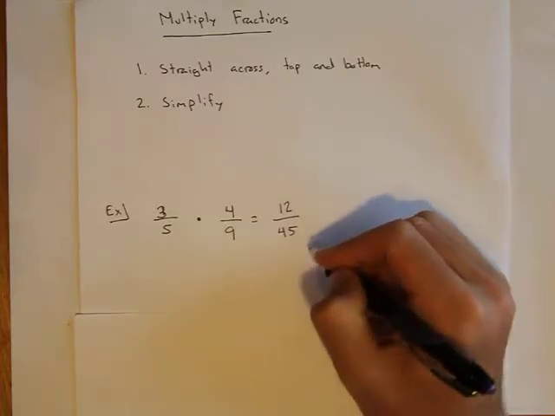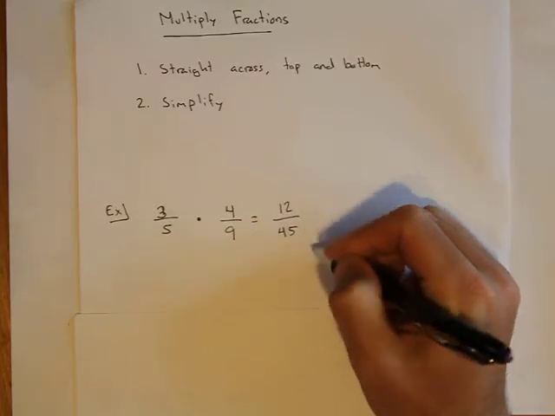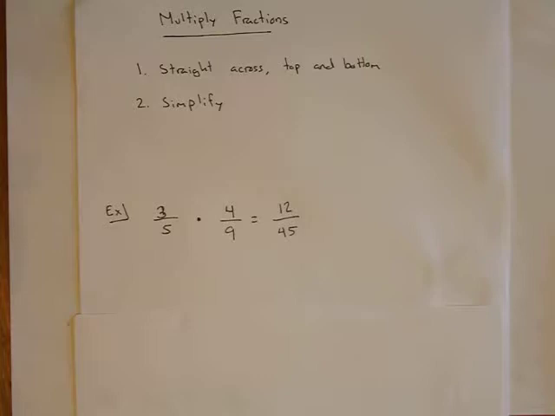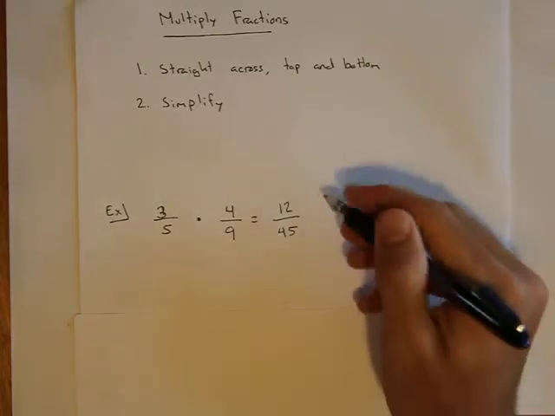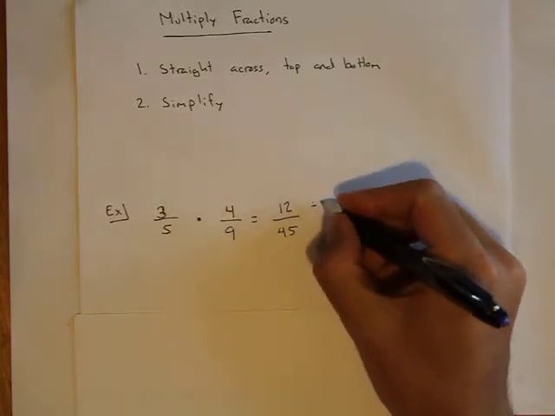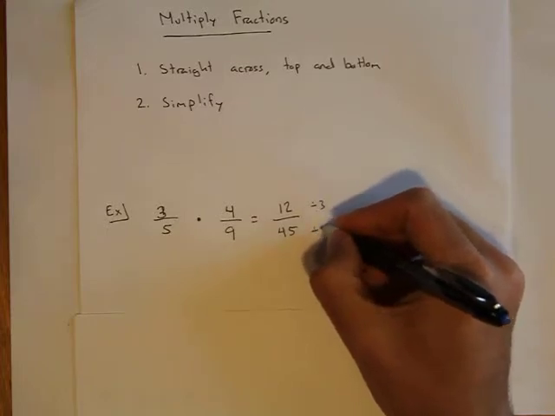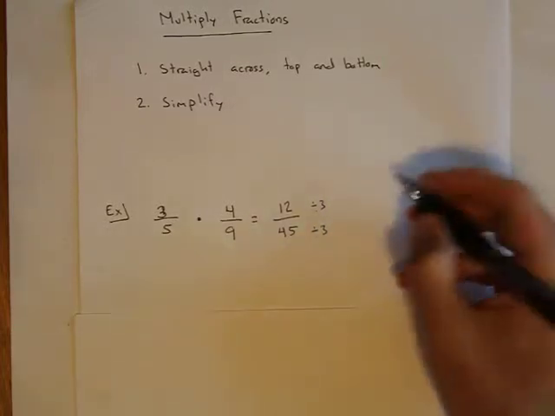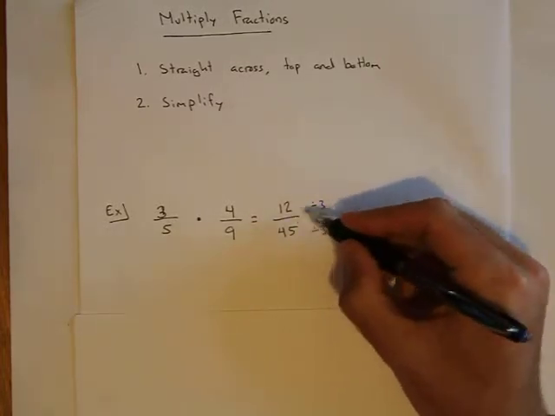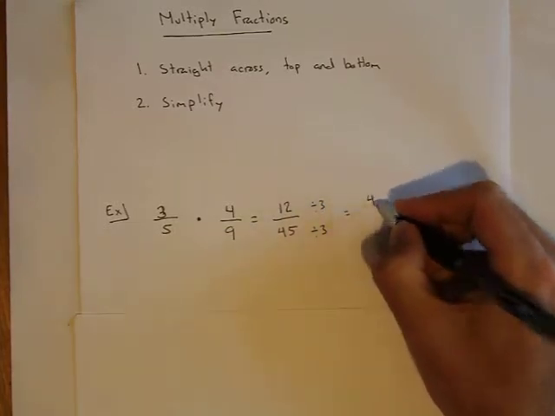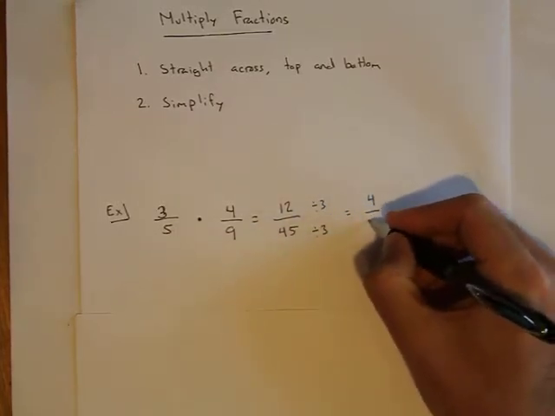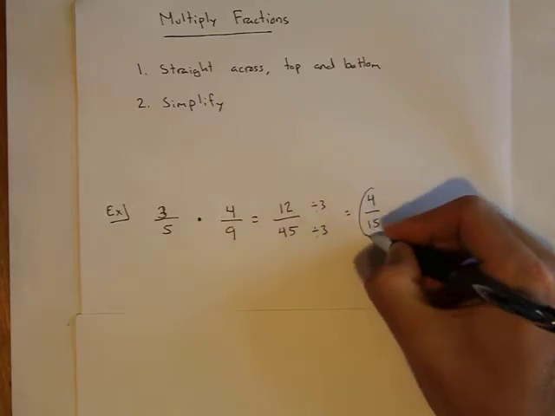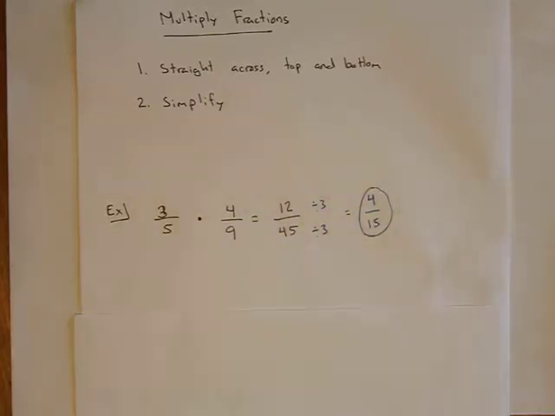I can simplify down a little bit. Top and bottom numbers don't both have a 2. They do both have a 3 though, so I'm going to go ahead and take that on out. I can take a 3 out of the top, the numerator. I can take a 3 out of the bottom, the denominator. 12 divided by 3 will give me 4. 45 divided by 3 gives me 15. And that would be my simplified answer.